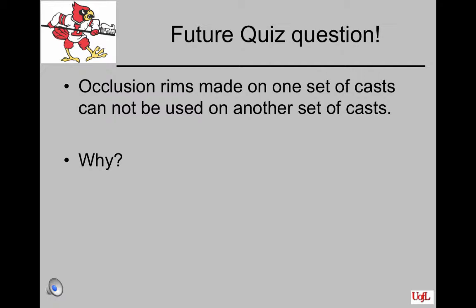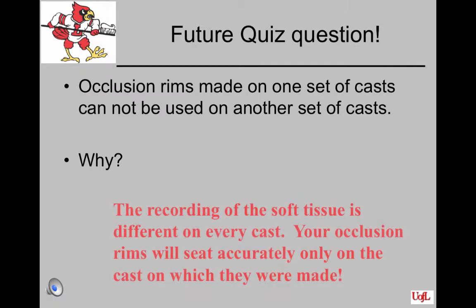Well, the answer is that the soft tissue on one cast is never the same as the soft tissue on another cast. So when you make your occlusion rims, they will seat very accurately on the cast on which they were made. But if you then try to transfer them to the other set of cast, because of the differences in soft tissue, those record base plates will not go down in place. Therefore, if you took a record on them and tried to mount with them, it would be extremely inaccurate.